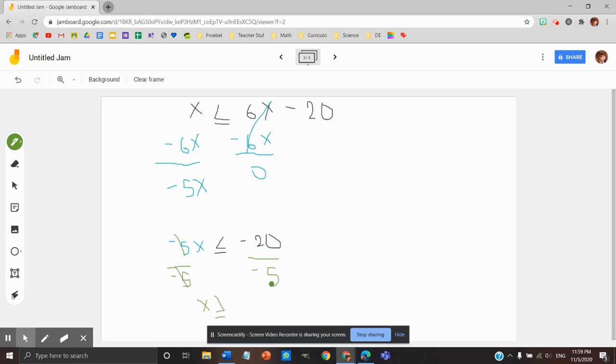And how much is 20 divided by 5? And again, it's a negative and a negative, so my answer is going to be a positive. Negative 20 divided by negative 5 is positive 4. And that would be my answer.